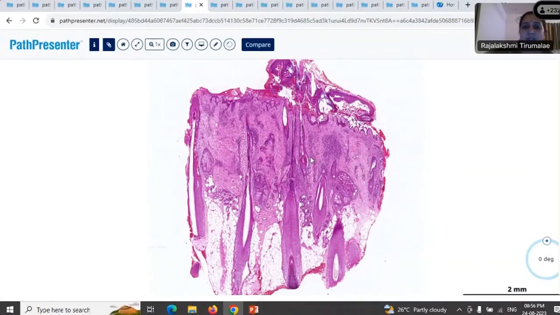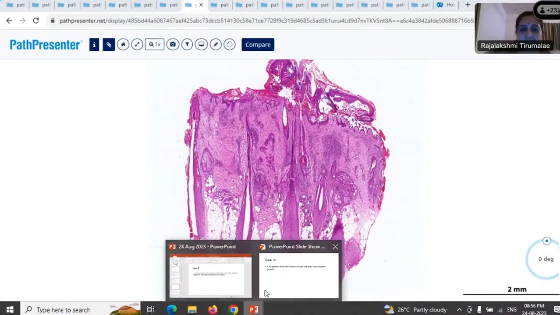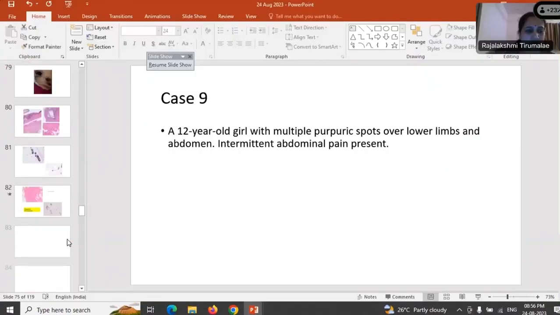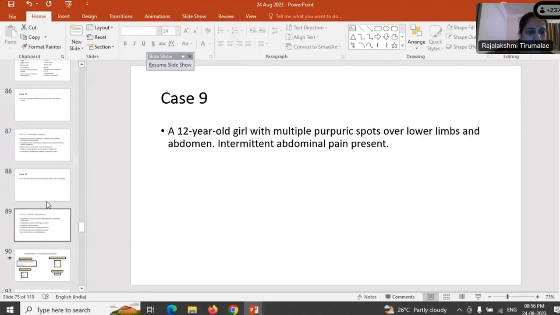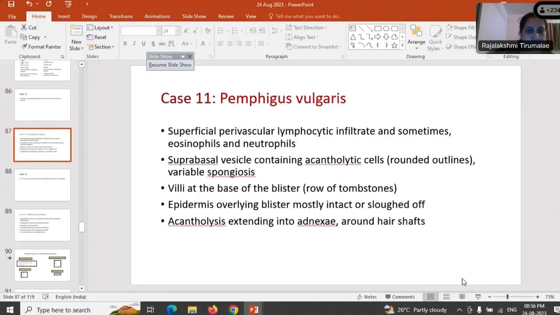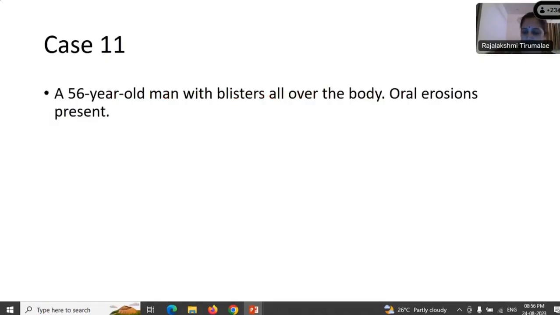So what do you think it could be? Pemphigus vulgaris. Yeah, okay, all right. So you are right. It could be pemphigus vulgaris.